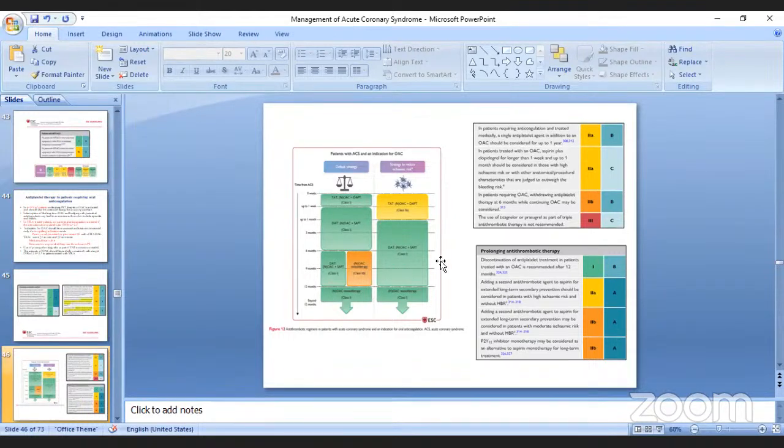And discontinuation of antiplatelet therapy is recommended in patients who are treated with oral anticoagulation beyond the period of 12 months. So after 12 months, if the patient requires an oral anticoagulation for other reasons, we have to stop the antiplatelet therapy.